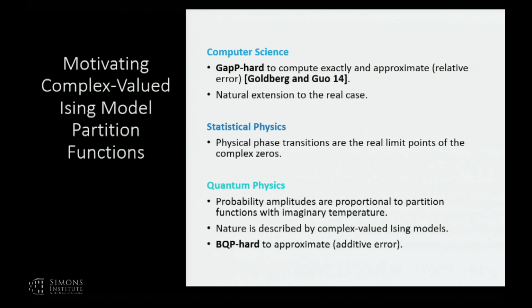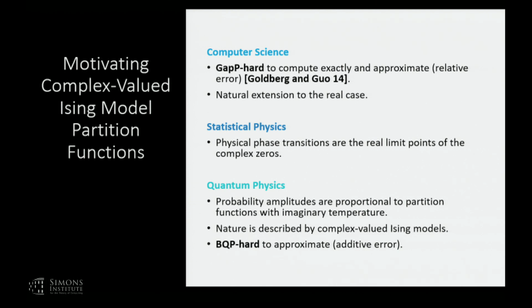Okay, so now I'm just going to motivate the complex values. I probably don't need to cover this part, but maybe I should start here. So the physical phase transitions are the real limit points of the complex zeros of the Ising model partition function. This is what Alan Sokal uses to justify studying complex models.